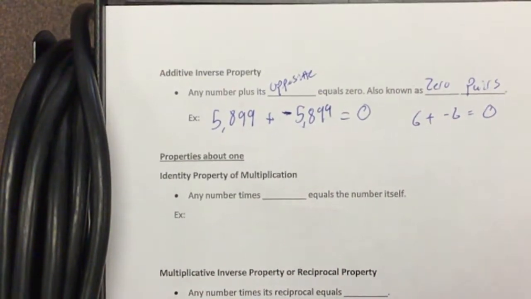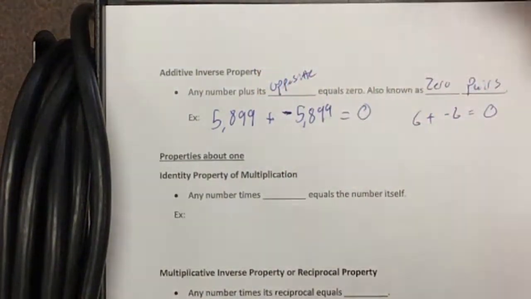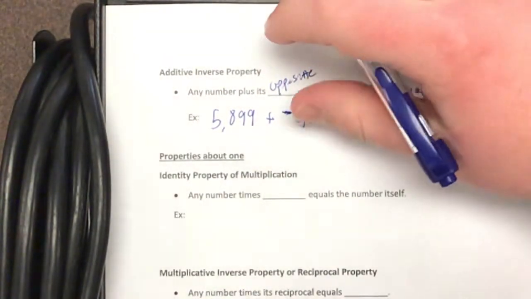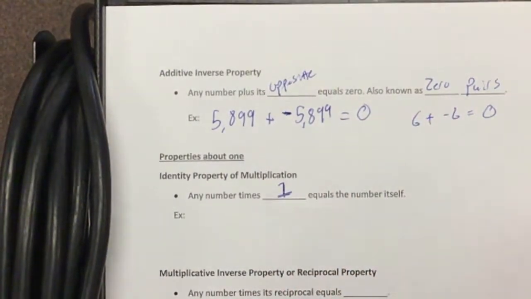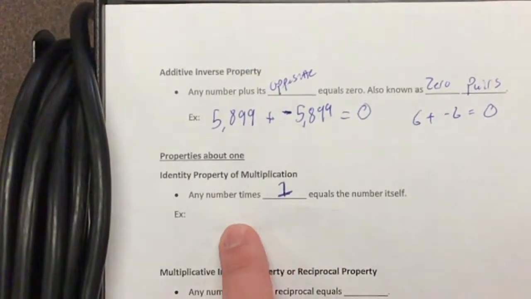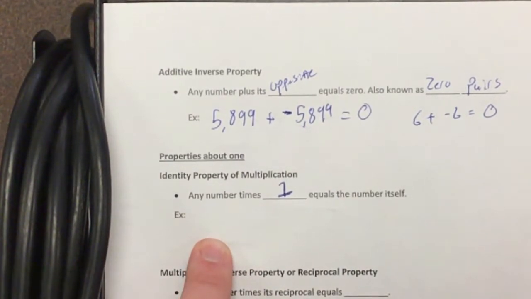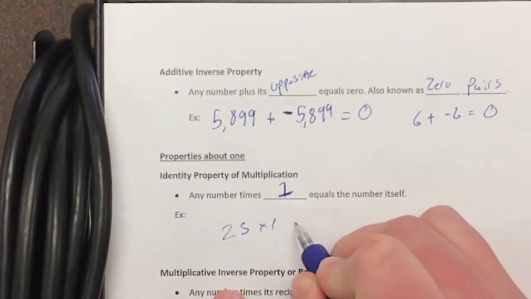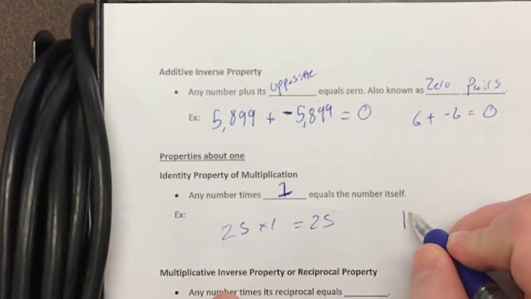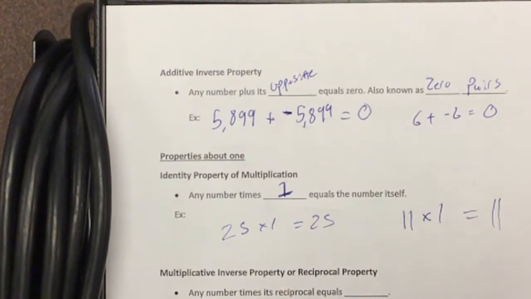All right, now here's our identity property of multiplication. Any number times what equals the same number? Any number times 1 equals the number itself. So give me any number, Kira. 25. What's 25 times 1? 25. What's 11 times 1? 11. All right, so any number times 1 equals that same number.